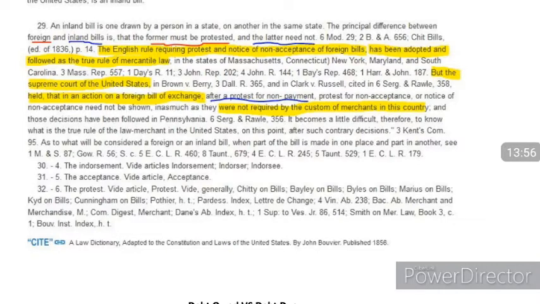But the English rule requiring protest and notice of non-acceptance of foreign bills has been adopted and followed as rule of mercantile law. Couple places, they got court cases backing up. But the Supreme Court held that an action on foreign bill of exchange after protest for non-payment, non-acceptance, blah blah blah, were not required by customs of merchants in this country. That's the custom of merchants. That's definitely another deep topic to go check out, and they got a lot of court cases and things behind that there.